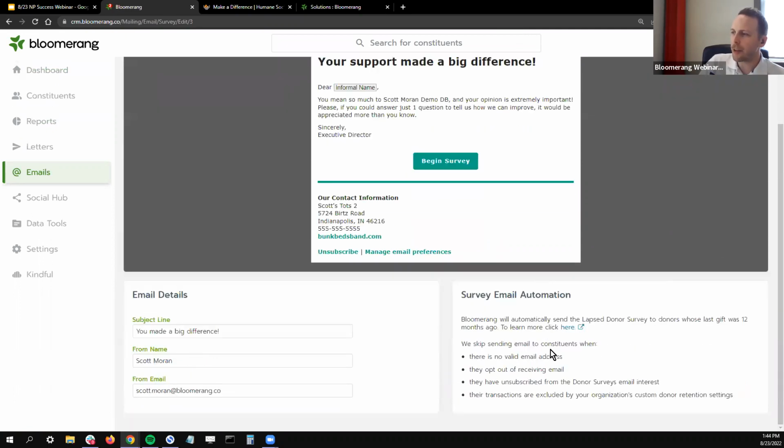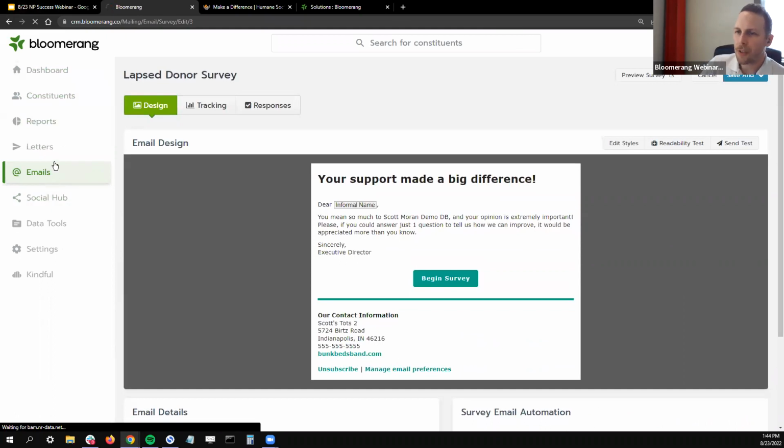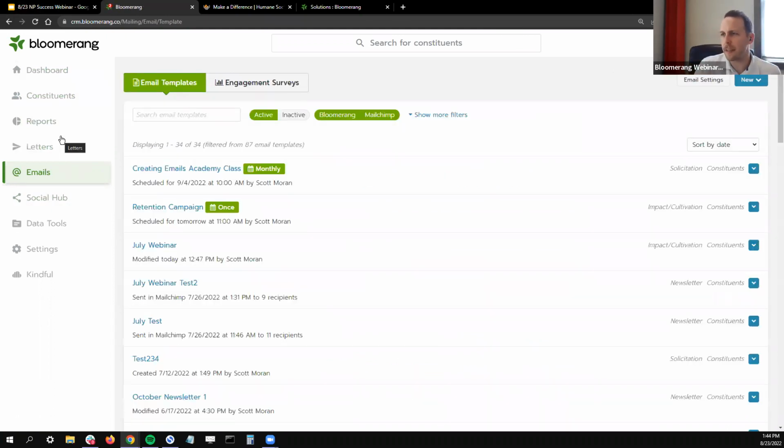And again, it will validate whether the emails are good enough to send to. So that is a very quick overview of the life cycle and some retention strategy and tools we have in Bloomerang.